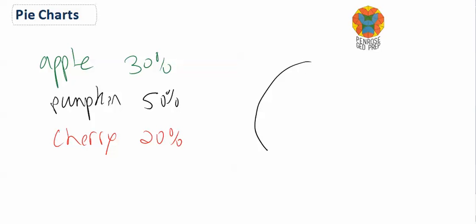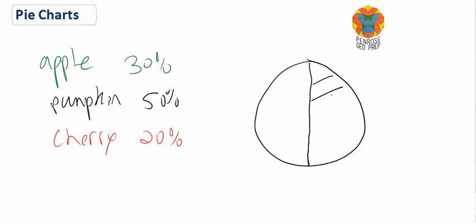So first we start with a circle, and now we need to make slices of pie. The size of each slice represents how much of the total that slice is. Therefore, the biggest slice in this pie chart represents the most preferred pie flavor, which we see is pumpkin. So we want to make a slice of this circle that represents 50% of the circle. 50% is half of a circle, so the slice for pumpkin is going to be half of the circle.